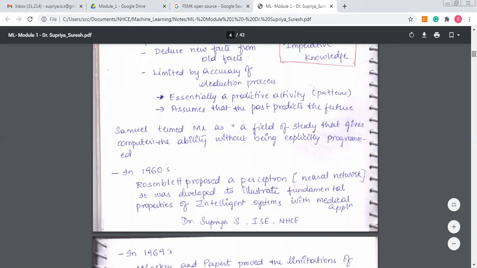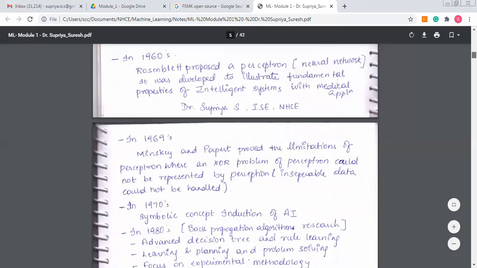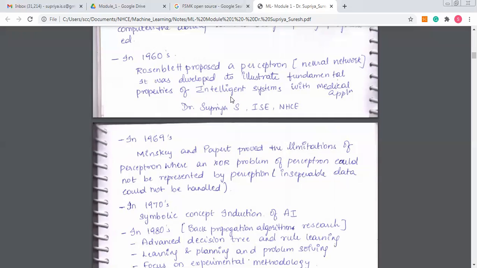Okay, going ahead with the history of this, in the 1960s, Rosenblatt proposed the perceptron. It's a very, very fundamental unit for intelligent systems. It is, with respect to a neural network, a single perceptron of a neural network. It was developed to illustrate the fundamental properties of intelligent systems with medical applications. So the perceptron is the base of your neural networks. It's a complete base of your neural networks. I can tell you it's a foundation.